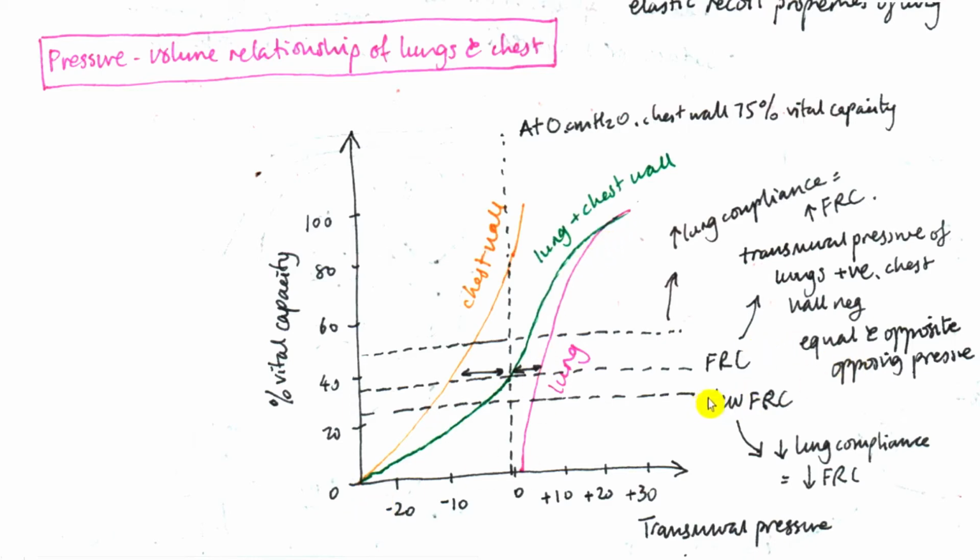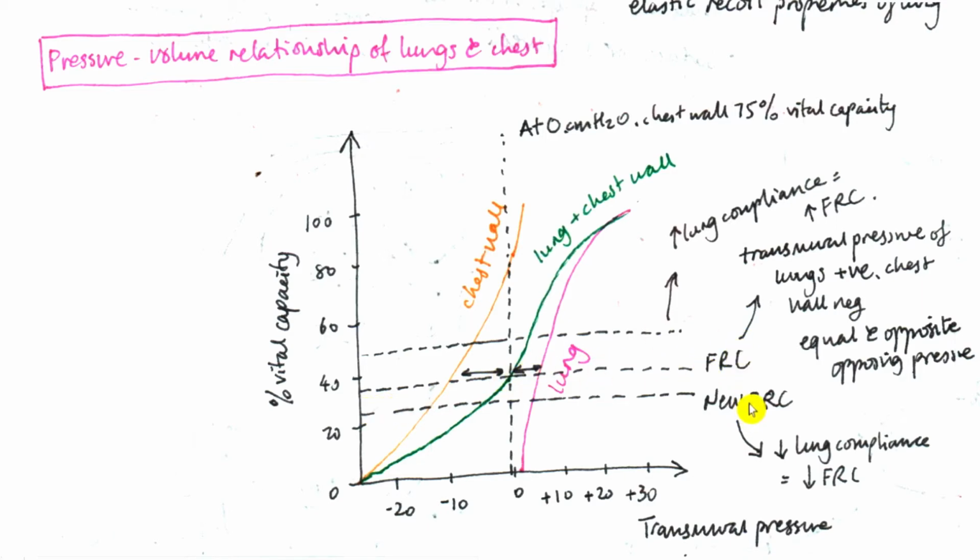So we're really looking at functional residual capacity here. So a normal person's functional residual capacity would be about here, so about 30 to 40% of their vital capacity. And this is where the transmural pressure of the lungs is positive, the chest wall is negative, and there's equal and opposite opposing pressures from the lung and the chest wall. So the lung is tending to collapse inwards and the chest wall is tending to bound outwards. There's a negative intrapleural pressure that is stopping that from happening, and this is at the functional residual capacity.